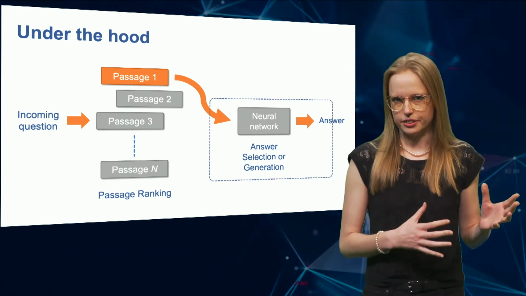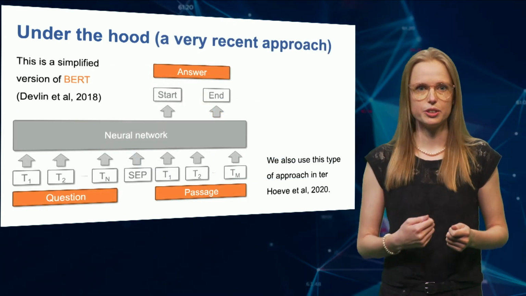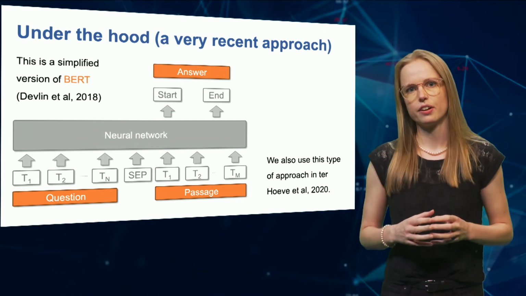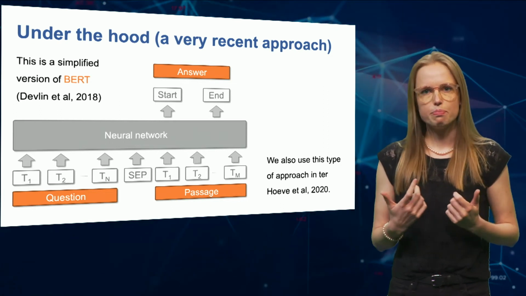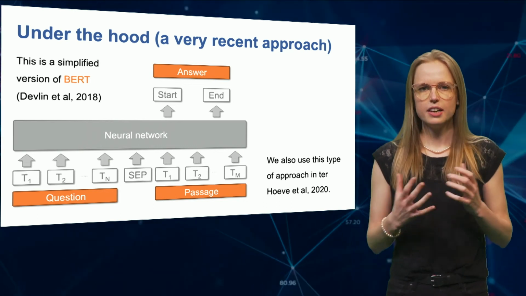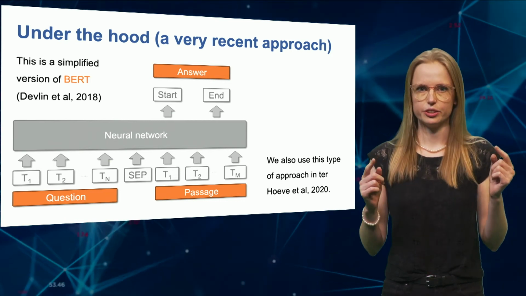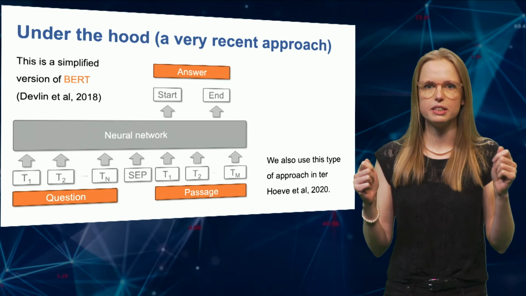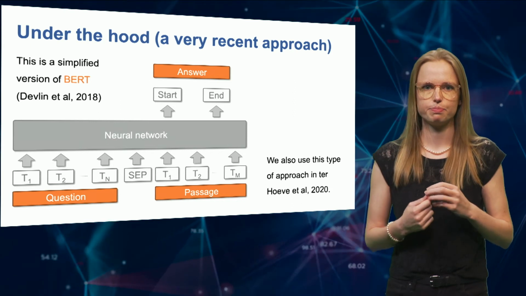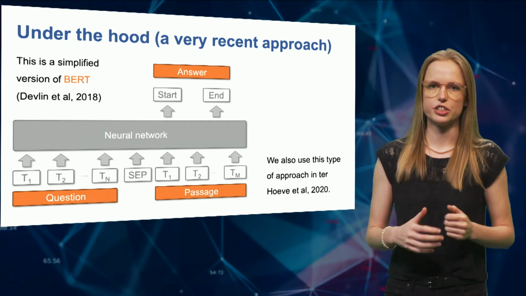So let's zoom in on the answer selection part. In a very recent approach, which is based on a model called BERT by Devlin et al., the question and the passage are fed together to the neural network. Now you can see that both the question and the passage are split into tokens, which for now you can think of as words. The neural network is trained to predict for each token whether it's the start or end of the answer span. And then the tokens with the highest probability for start and end mark the start and the end of the final answer span prediction. And we use a very similar approach in the work on conversations with documents, which I mentioned in the beginning.